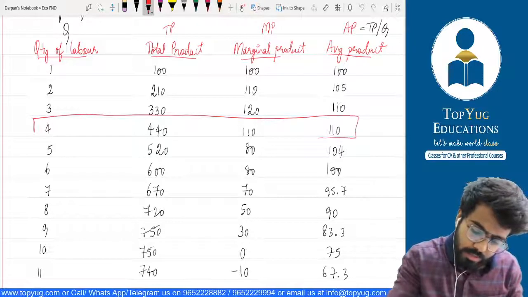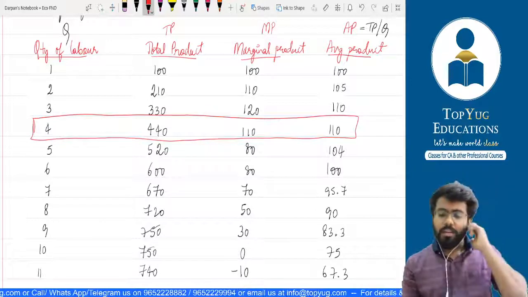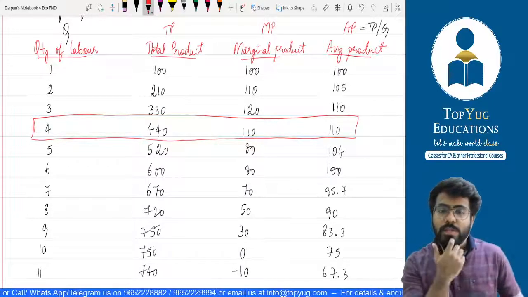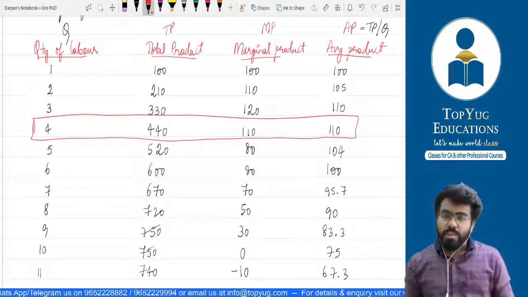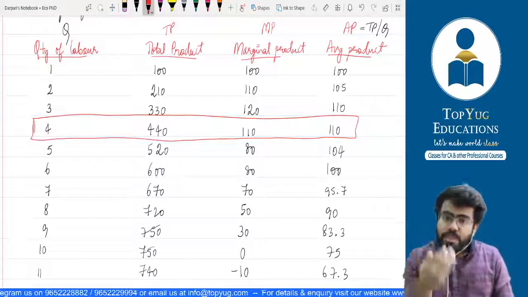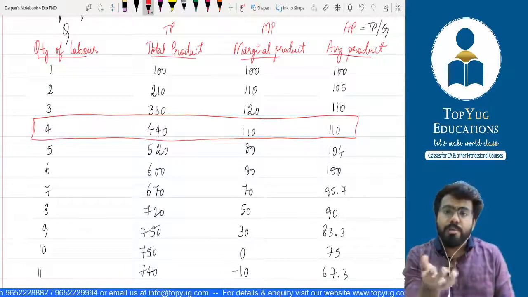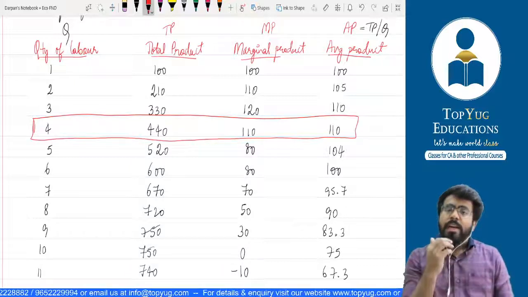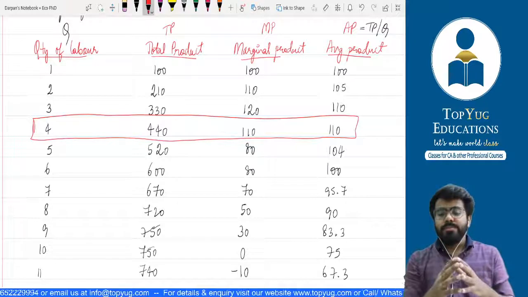This is the point where it is falling, and also AP is equal to MP. Correct? Alright. Now let's move forward. When the fifth laborer is employed, what is happening? The marginal product from that fifth laborer, that additional production which is happening because you employed the fifth laborer, is how much? That additional output is only 80.